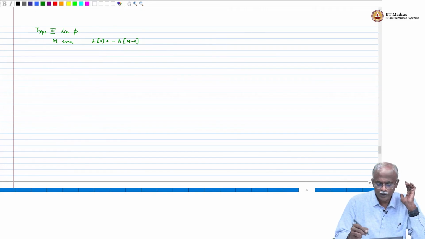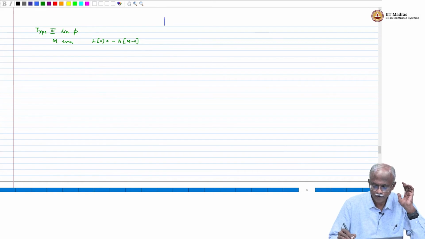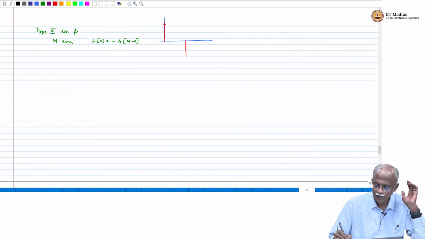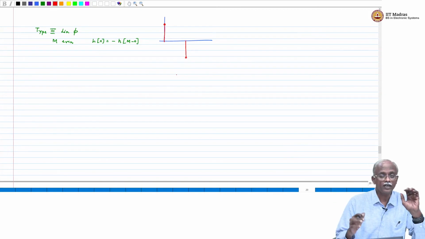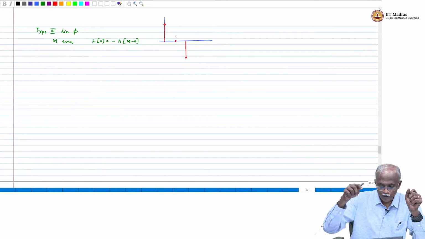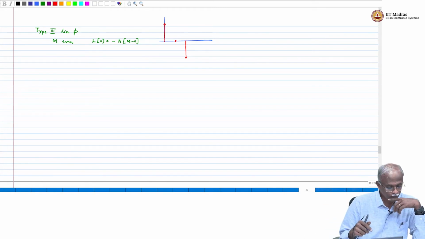Okay. What does the sketch look like? The sketch looks like I have a value here and a corresponding negative value here. I am going to take only 3 taps. Now, the middle tap must be the negative of itself. The only number that is the negative of itself is 0. So, the point of symmetry for a type 3 linear phase, the midpoint, will always be 0.